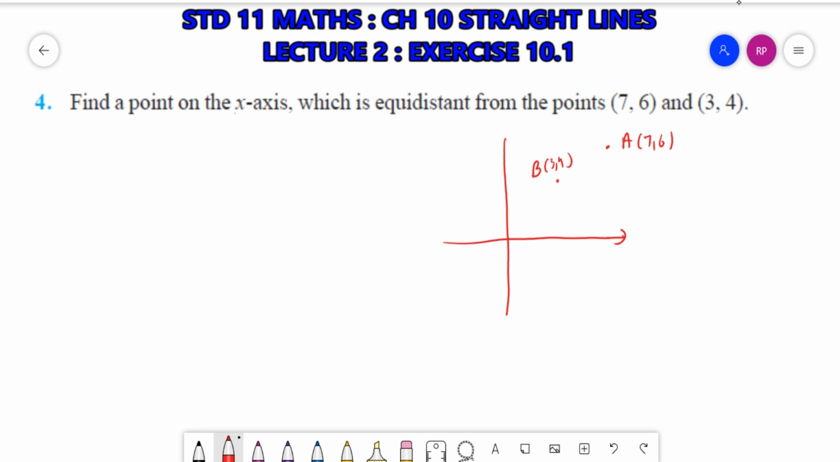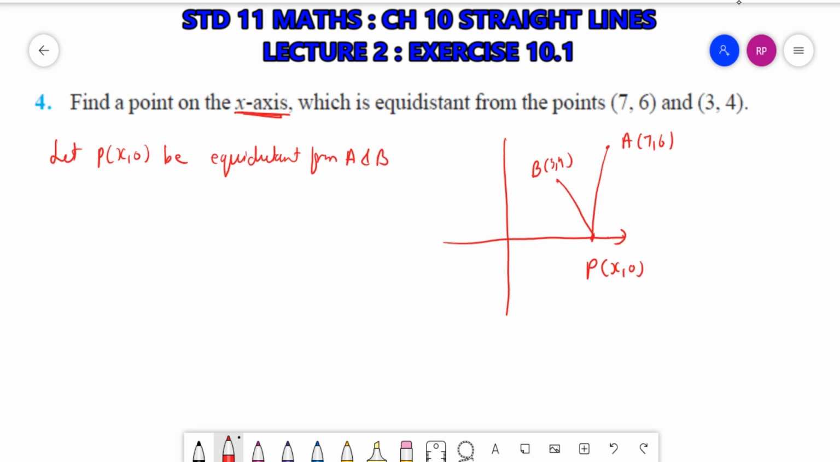And the question is a point on the x-axis. So let's take this point as P, which will be (x0, 0). Let this point P be equidistant from A and B. So what can I write down? I can write that AP will be equal to BP.